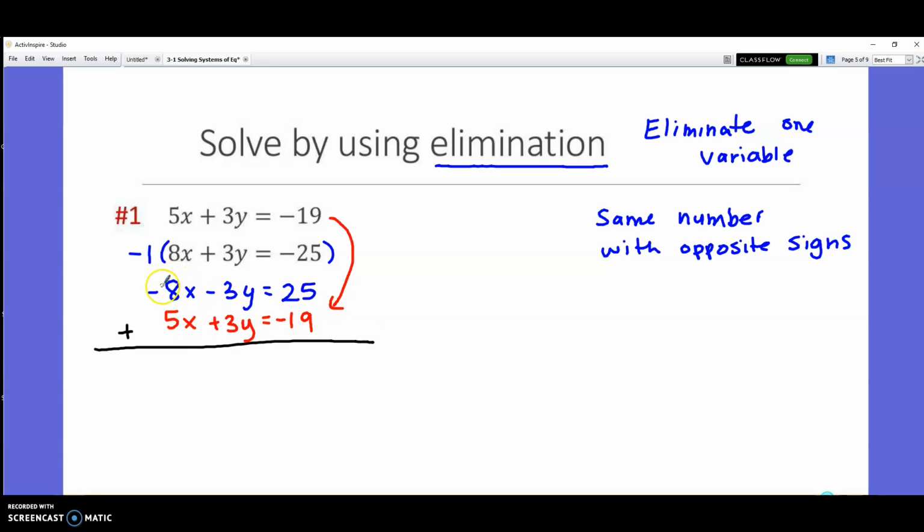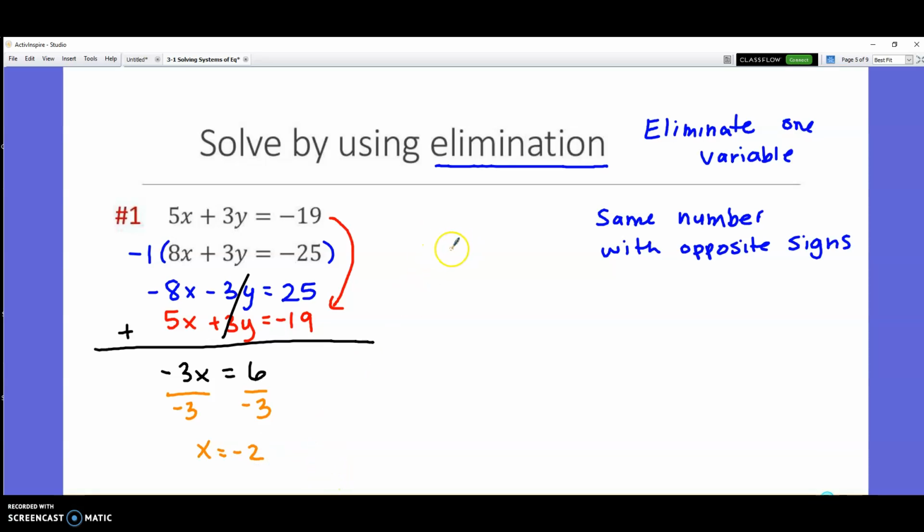When I do this, negative 8x plus 5x is going to give me negative 3x. Negative 3y plus 3y eliminates, so my y eliminates, and then that equals 25 minus 19, which is a positive 6. So now I don't have the y variable anymore. I can go ahead and solve for x. I would divide by -3, and x would equal -2.